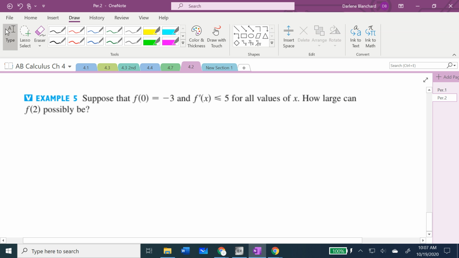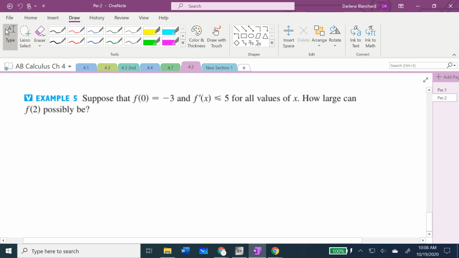Okay, I've seen problems like this in multiple choice on AP exams. They'll ask things like, which of the following could f of 2 be? So take a good look at it. It gives you 1 point of the function. You're told that the derivative is less than or equal to 5 for all values of x. And if an AP exam said which of the following could be f of 2, only one of those answers is going to be possible based on the information.